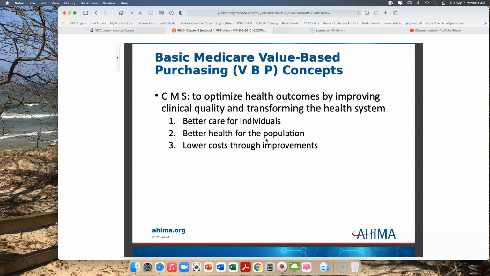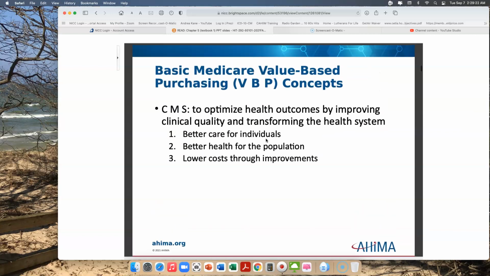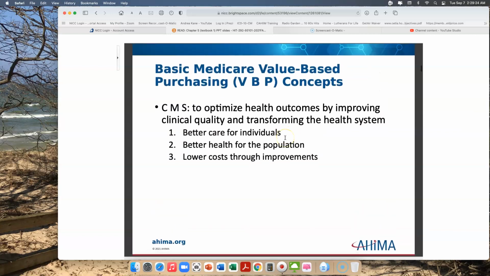When we look at the value-based purchasing concepts that have been utilized by Medicare, it really comes down to the goal of CMS to optimize health outcomes by improving clinical quality and transforming the health system. They want better care for individuals, better health for the population, and lower costs through improvements. Gee, what does that sound like? The triple aim? Yeah, it sure does.